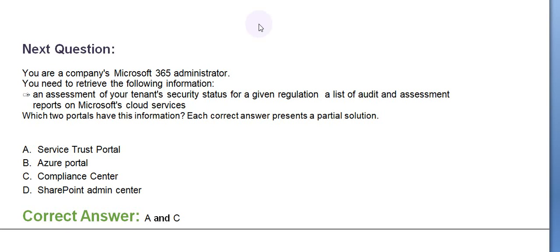Option A, Service Trust Portal. Option B, Azure Portal. Option C, Compliance Center. Option D, SharePoint Admin Center. The correct answers are option A and C.